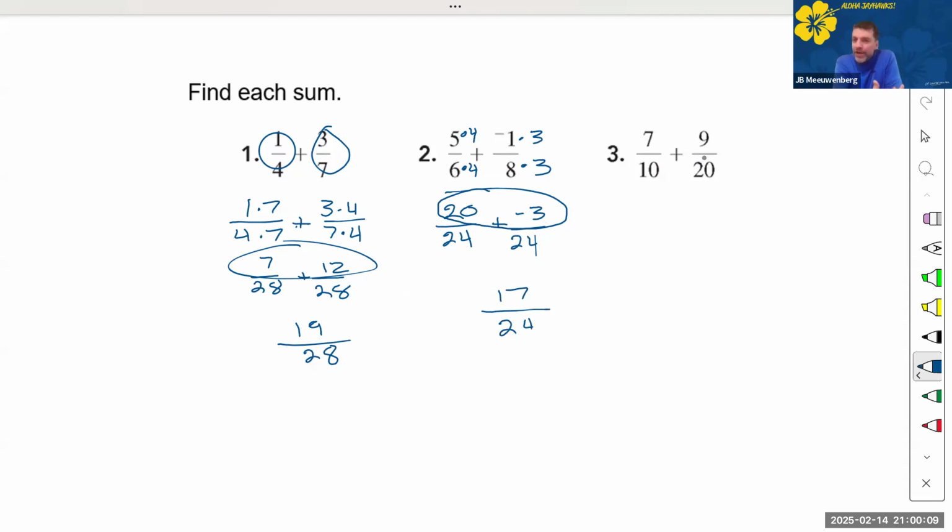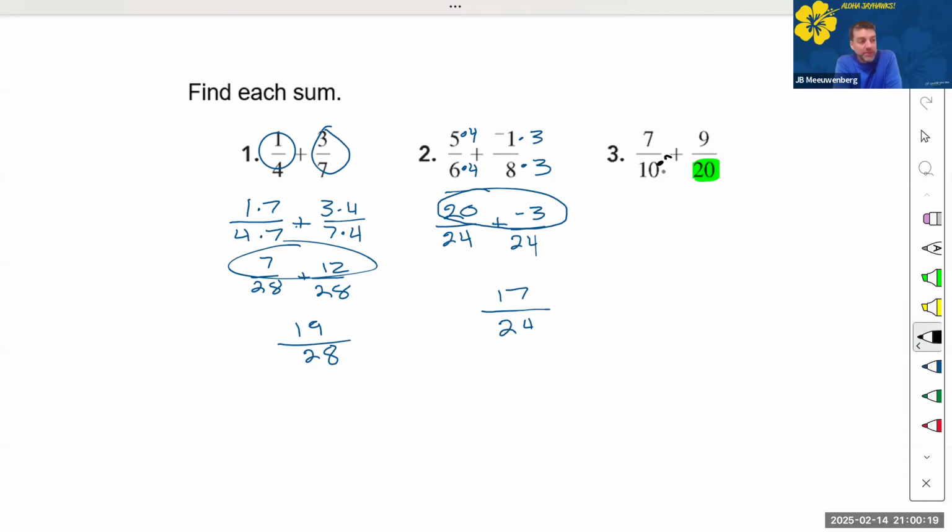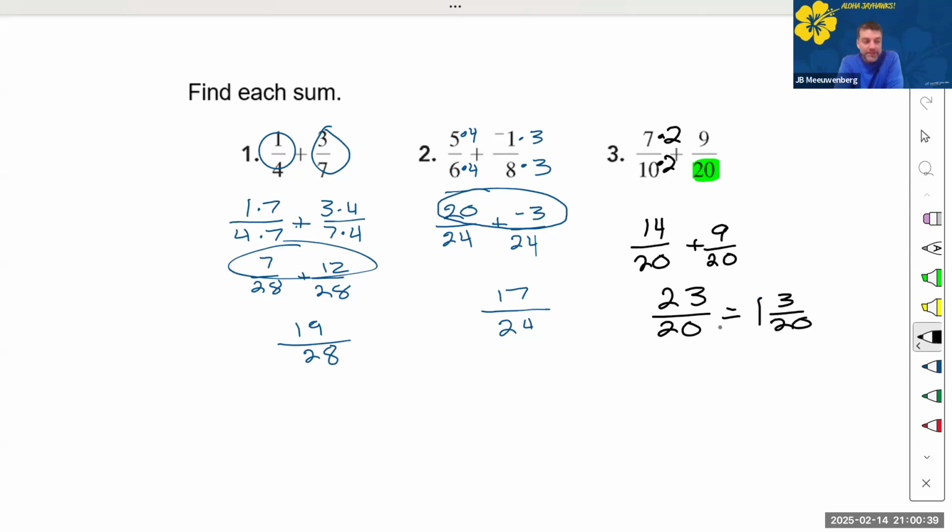And finally, there are cases where you can leave one of the denominators alone because it is the greatest common denominator between the two. All we have to do is double the number 10, and then, of course, double the number 7. That gives us 14 over 20 for this one, plus 9 over 20 for this one, for a total of 23 over 20. Did you remember to change that to the mixed number? That would be 1 and 3/20. 20 goes into 23 once, with 3 left over.